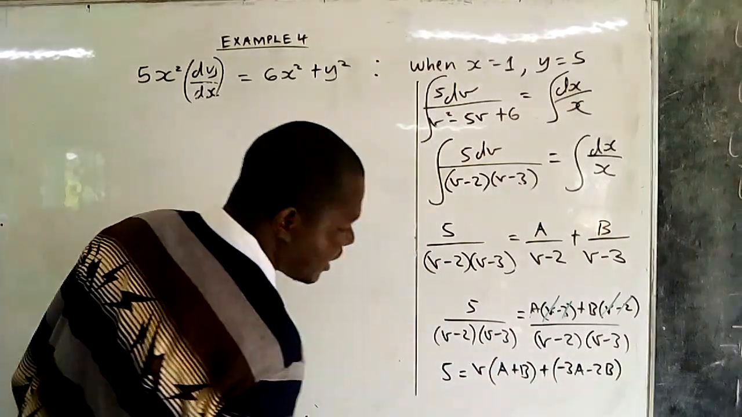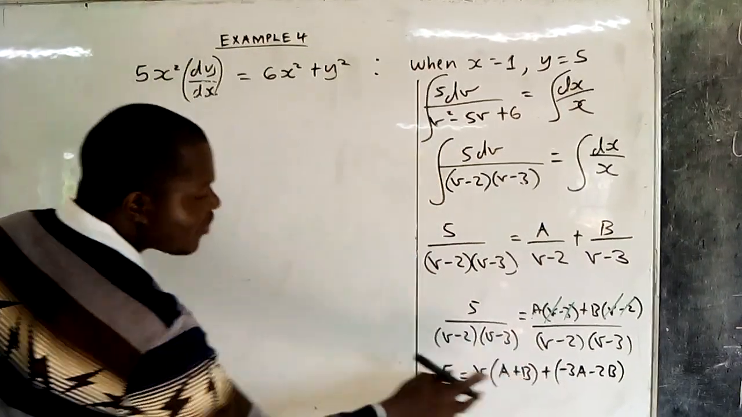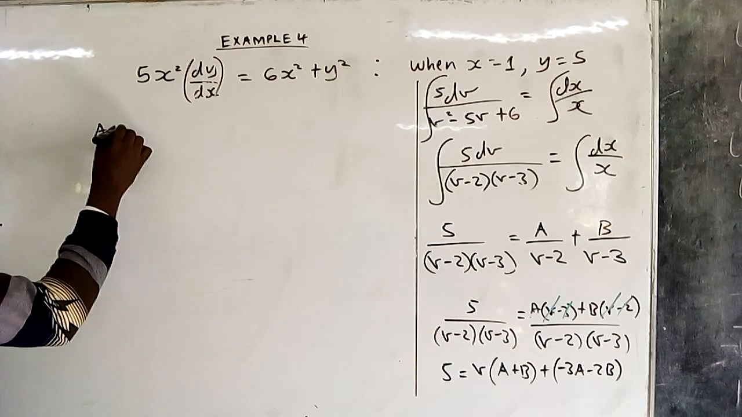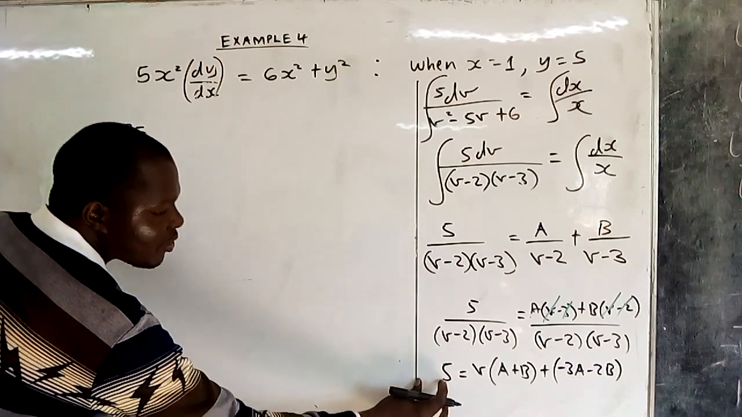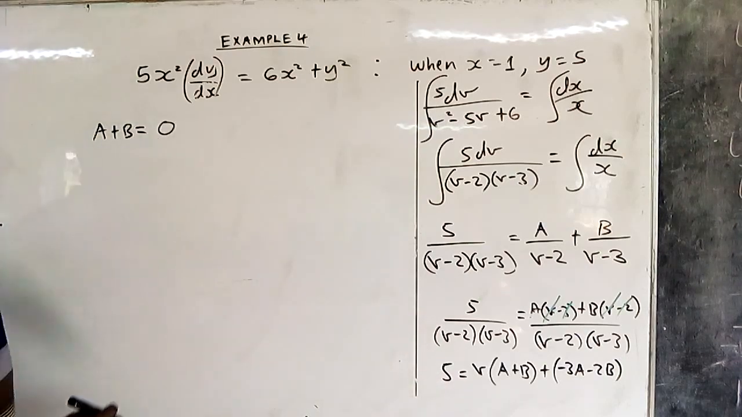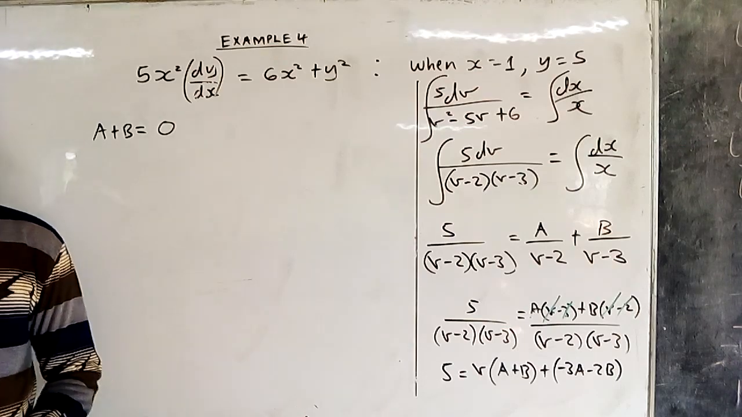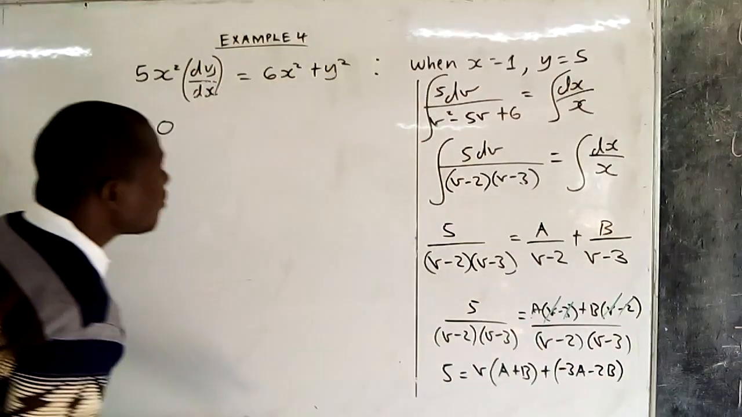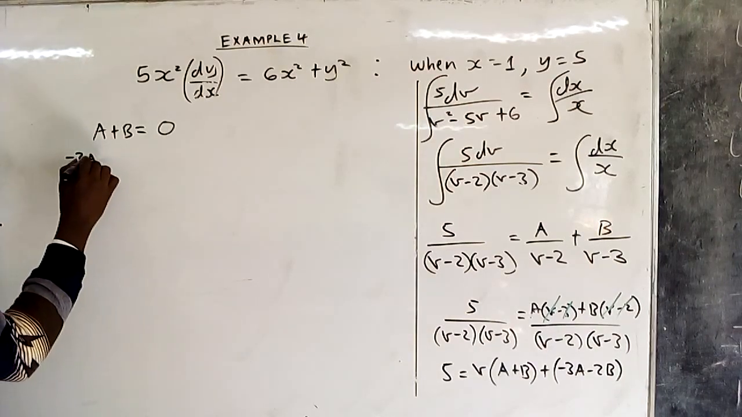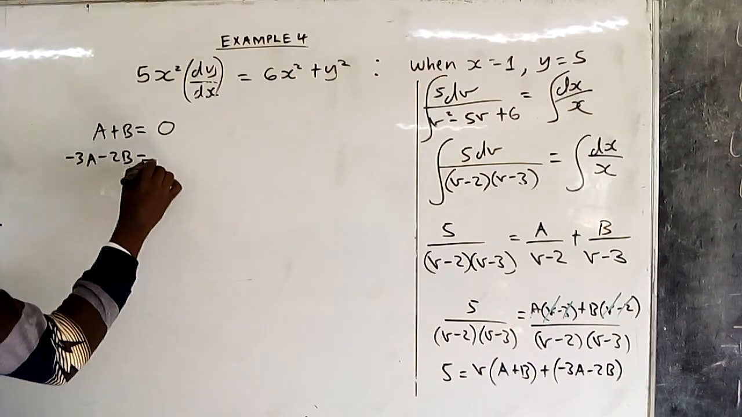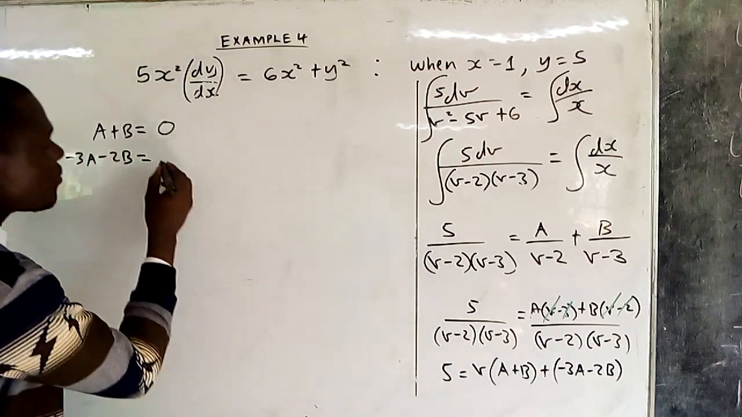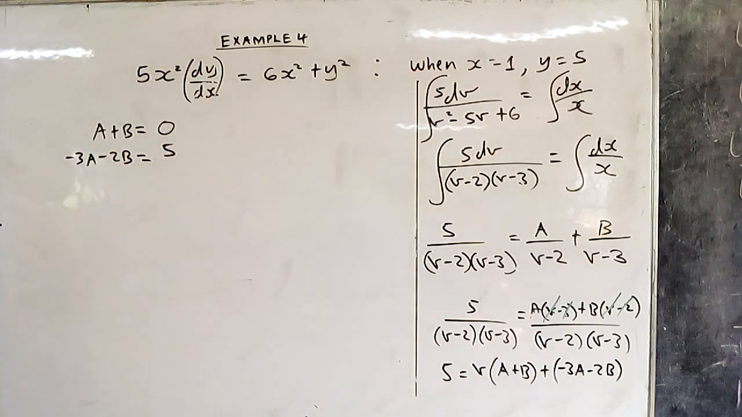You compare, isn't it? The coefficient of v on this side of the equation is A plus B. The coefficient of v on the left hand side of the equation is what? It's 0, because we don't have v this side, isn't it? The constant term on the other side of the equation is minus 3A minus 2B. The constant term on this side of the equation is 5. Are we together? Yes.